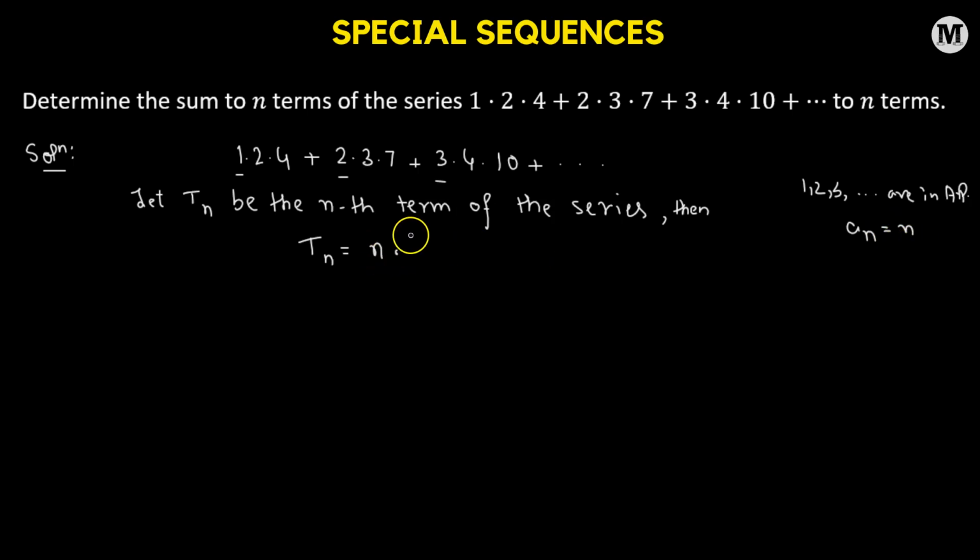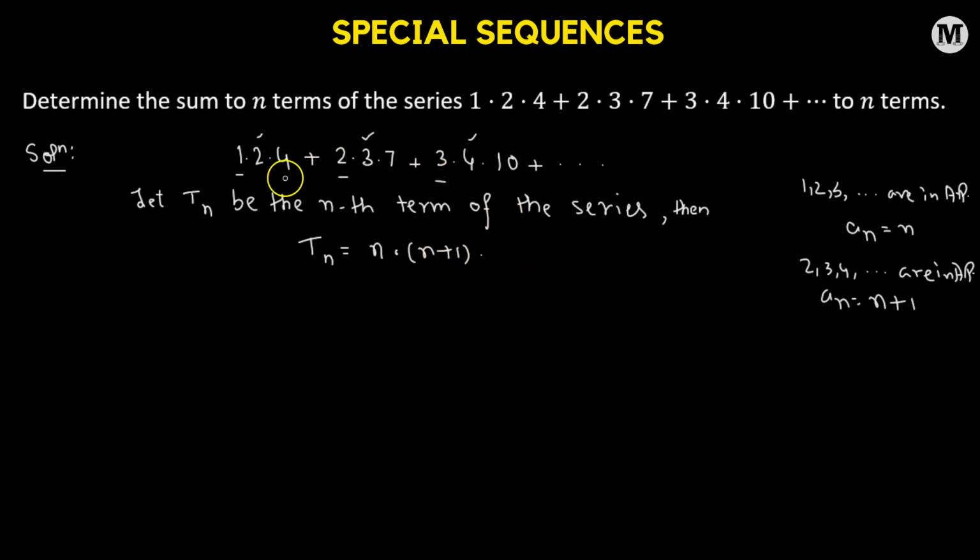Then we're going to multiply it by the nth term of the second digit of each term. So if we consider the second digit of each term, we have 2, 3, 4. This goes on. So these are also in arithmetic progression. And clearly the nth term of this sequence is given by n plus 1. So we're going to multiply n plus 1 with n.